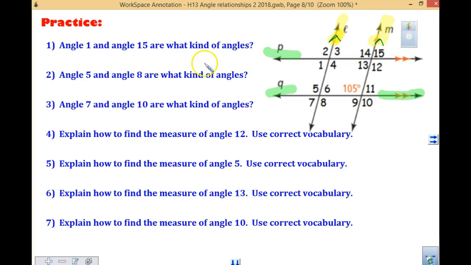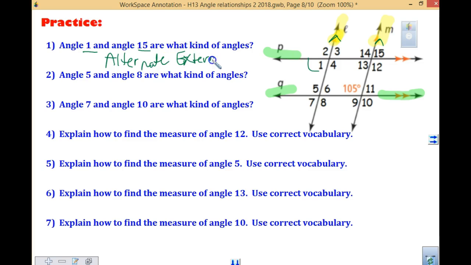So when I take a look at 15 in relation to the 105, Elijah, what kind of angles are they? 15 to 105. So if I look at 1 and 15, between these two parallel lines, L and M, how are they related? They are going to be the same, but they're called alternate because they're on opposite sides of line P. So we're going to put alternate, what type? Exterior or interior? Exterior. Alternate exterior.